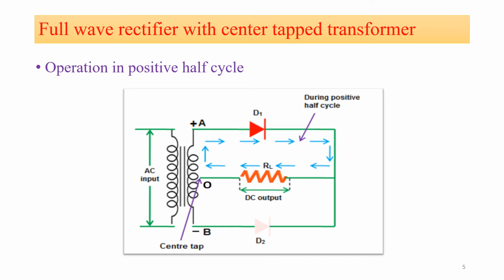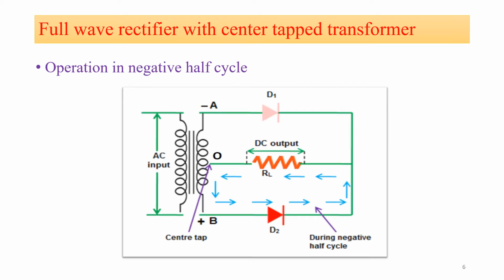and it will act as a closed switch. So, the current will flow in this direction, that is from A through diode D1, then through the load resistor RL to O. So this loop will be complete. Meaning for the first positive half cycle, you will get the output voltage across the load resistor RL. And at the same instant your diode D2 will be in reverse bias condition. As diode D2 is in reverse bias, no current will flow through diode D2.